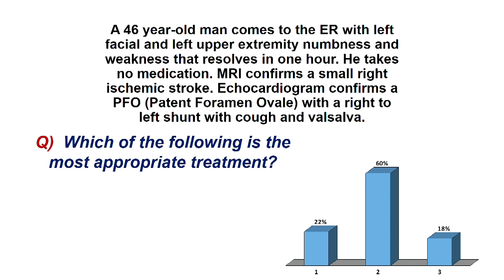Warfarin is only used if they have recurrent strokes. So if somebody has recurrent strokes from a PFO, then you use warfarin. And then only after recurrent strokes with warfarin you can consider a closure device. But the randomized trials have failed to show that it is any better than aspirin.